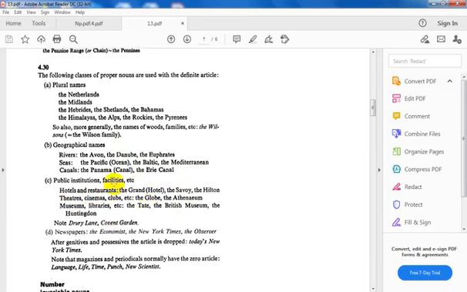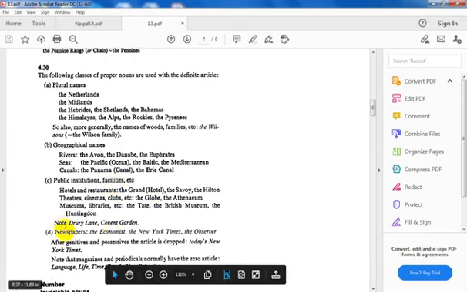They should all be memorized. But we have exceptions within the public institutions, in which I have Drury Lane, Covent Garden. Though these are public institutions, they are with zero article.